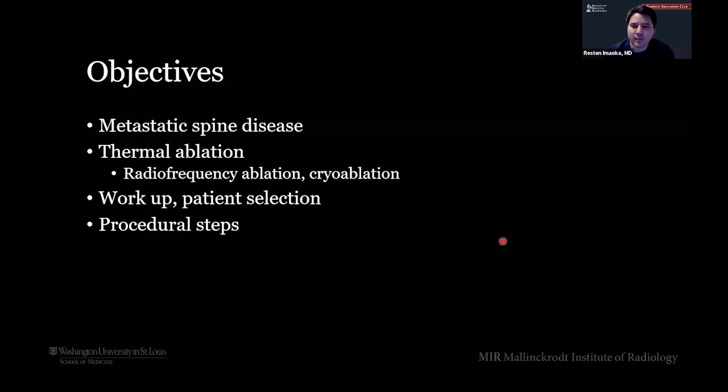So today we're going to talk about spine interventions and our objectives. We're going to talk about metastatic spine disease. We're going to talk about thermal ablation in the spine, specifically with a focus on radiofrequency ablation and a little bit of cryoablation. Then we're going to talk about how we work up these patients: who are we selecting, who's appropriate for these types of interventions. And then I'll go over the procedural steps as well.